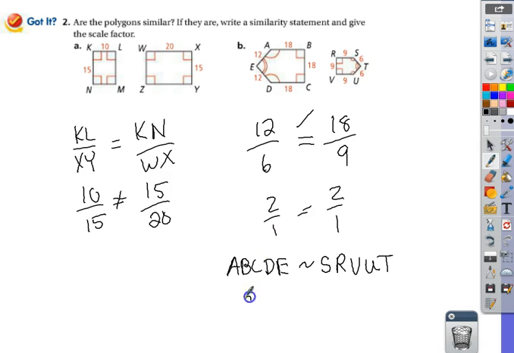So is the scale factor 2/1? Yep, the scale factor can be written as 2 to 1. In terms of a fraction, you could write it like that, or you could write it with the word "to" separating the two numerals. Everybody okay? All right.